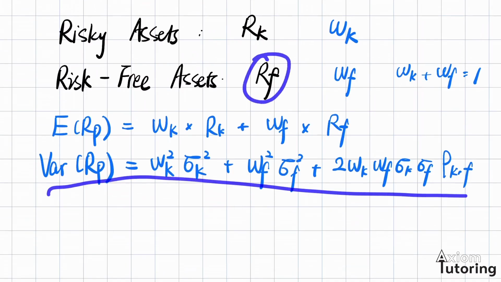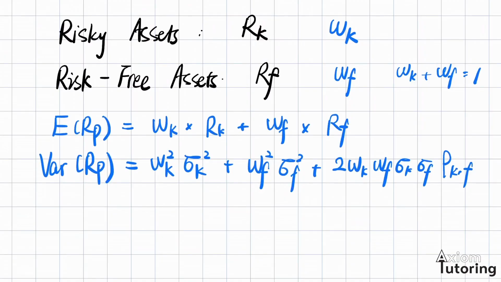Since RF here is the risk-free asset's return, being risk-free means that this type of asset does not have any variance, so sigma F will always be 0 by default. So look at this term here with sigma F squared, this will be 0. Consequently, this term here with sigma F would be 0 as well. And of course, rho KF, which is the correlation coefficient between the risky assets and the risk-free asset, will also be 0 because this thing is risk-free. There shouldn't be any kind of correlation between anything that is risk-free and anything else.